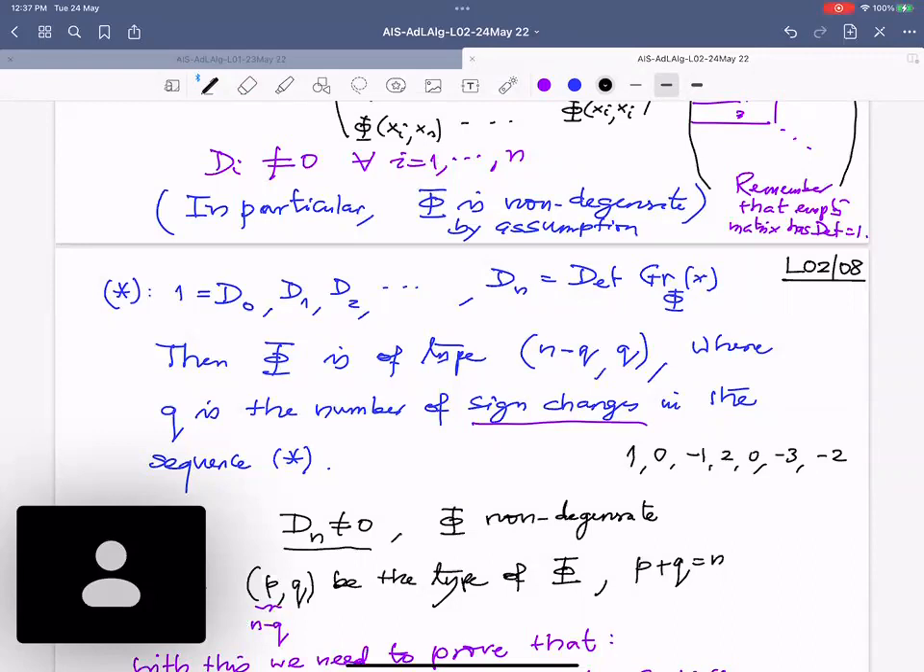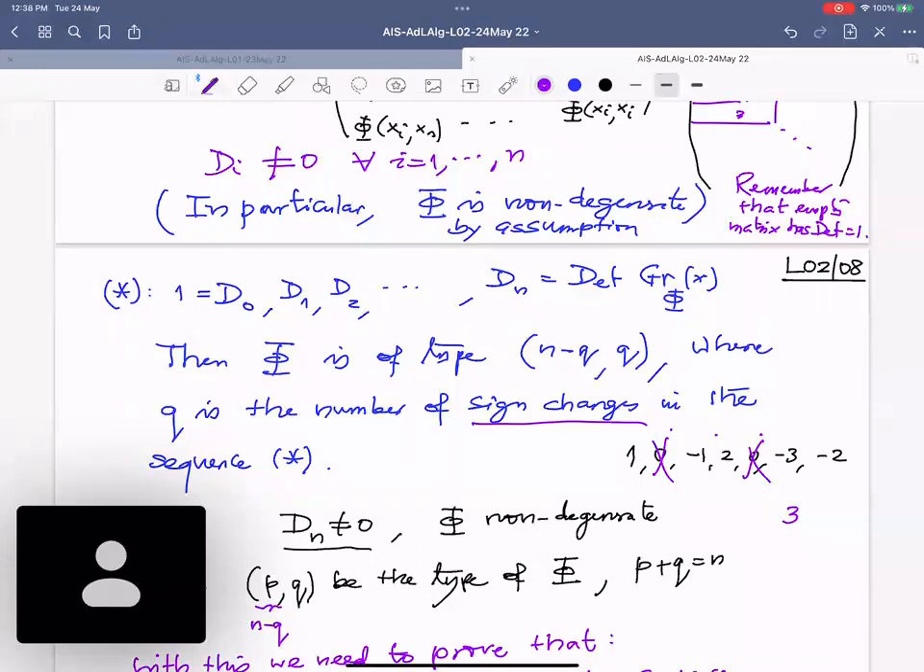First of all, remove the zeros. Forget these guys. From here to here, 1. From here to here, another 1. From here to here, another 1. From here to here, no. So 1 here, 1 here, and 1 here. So 3. Understood? That is how you compute the number of changes in the sign.